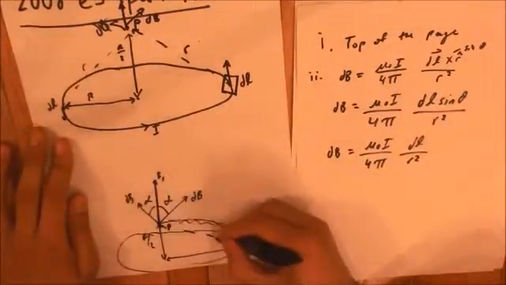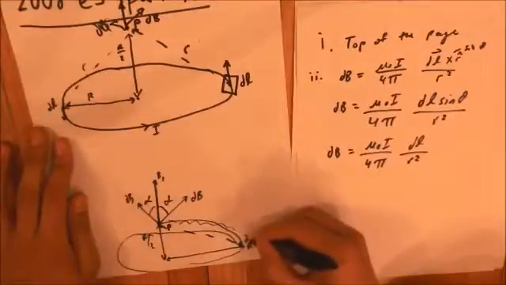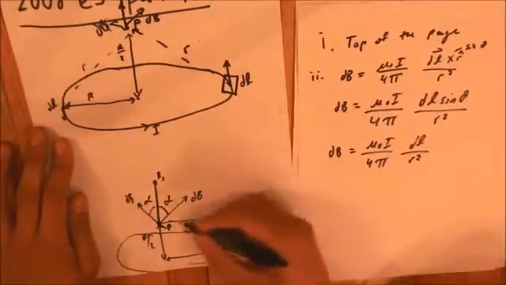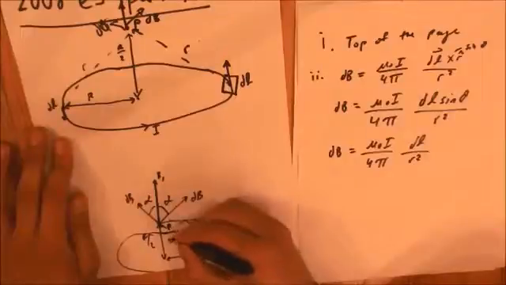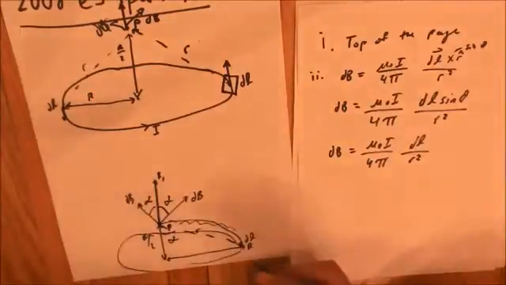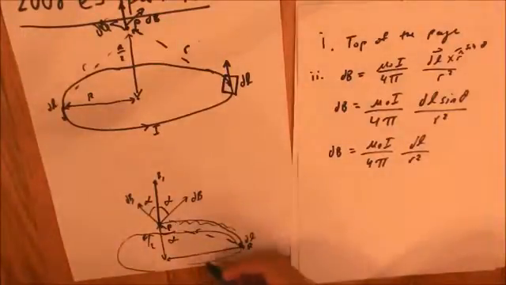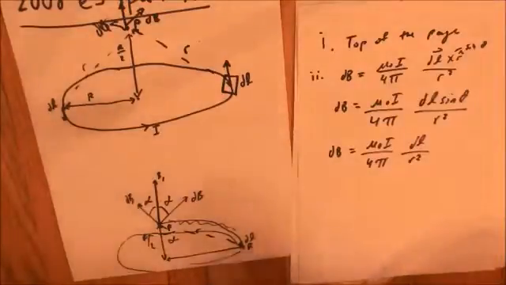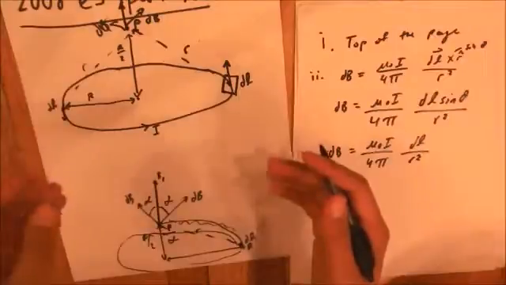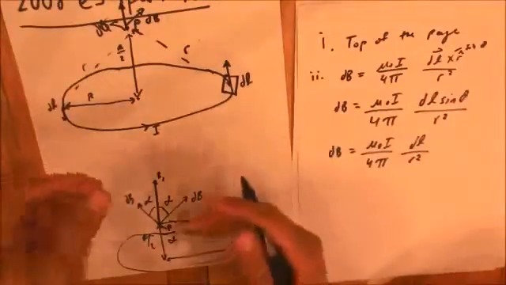And then we can see that this is going to be our dL, this is going to be our R, and that this angle here will also be alpha. So we can convert this into terms of variables that were given, like R and little r, which we can turn into terms that were given as well.